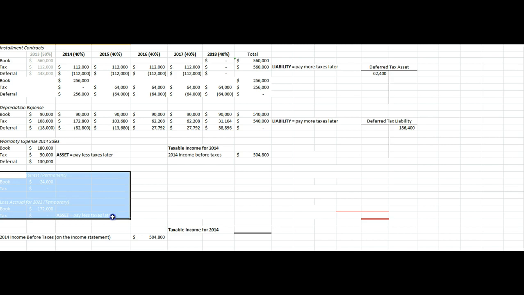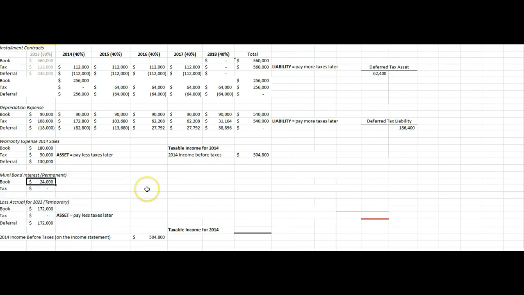There's a few more differences too. We have that not the time difference, but the permanent difference of $24,000 because of our municipal bond interest that shows up on our income statement but not on our tax return. And we have a new temporary, just what we needed, another temporary difference, another timing difference. We booked a loss of $172,000 for a lawsuit we think we're going to lose in about 7 or 8 years. The IRS won't let you do that. So we don't get to book anything on our tax return. We've deferred $172,000 worth of deductions until later.